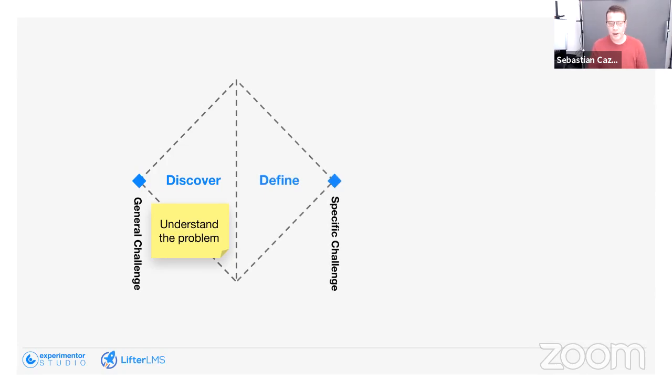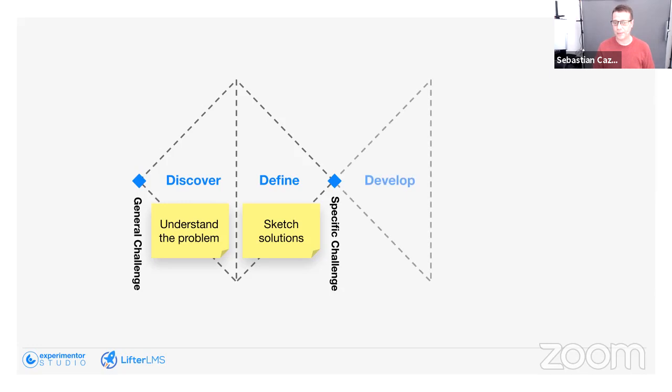The second step is called define. Define means we are sketching solutions. So we are narrowing down our previously gained understanding in order to come up with not one solution, but multiple solutions. So please pay attention. We are not looking for a single solution. We are looking for at least a few candidate solutions. That's the define step. The next step is called develop, because this is what we do when we build a prototype. We develop. We are selecting a solution previously defined, and we are building the prototype. That's the purpose of the third step.